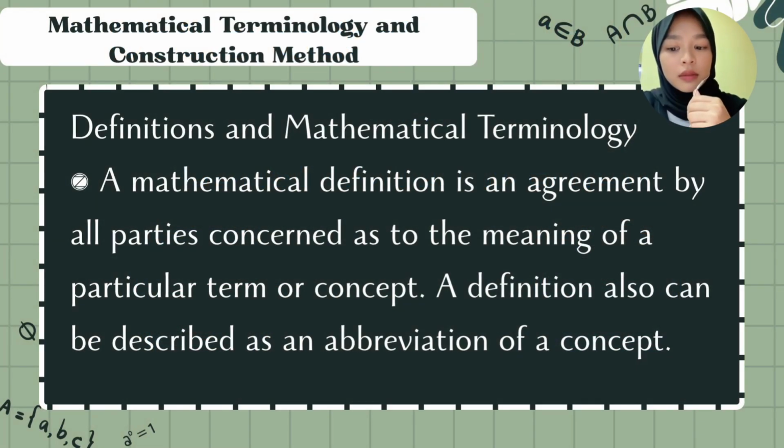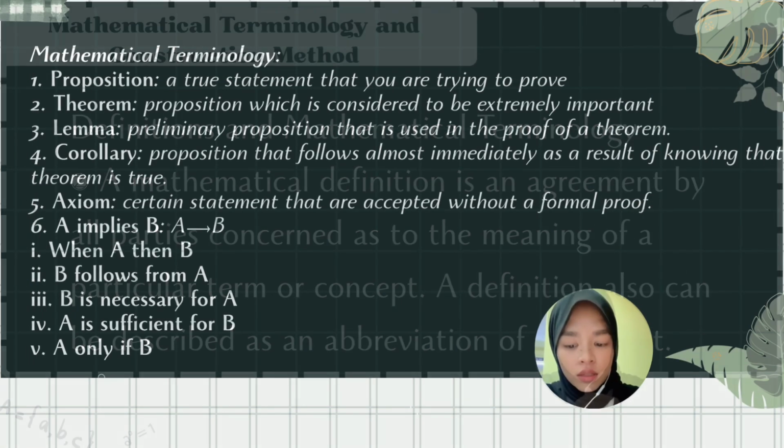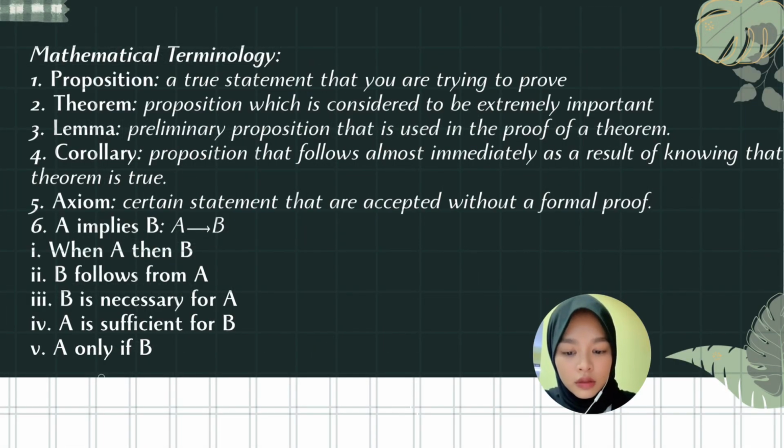So next is mathematical terminology and construction method. Let's begin with the definition. A mathematical definition is an agreement among mathematicians about the meaning of a term. In simple words, it clearly explains what a concept means so everyone understands it in the same way. You can think of it as a shortcut that represents a bigger idea. Now look at some important terminology.